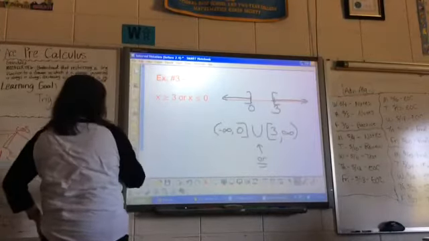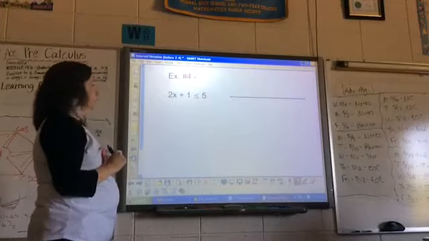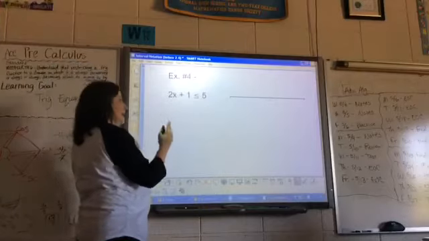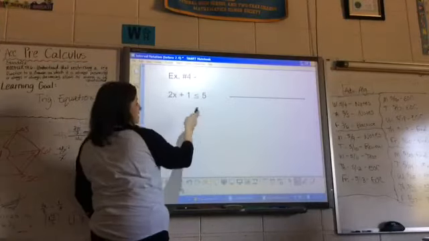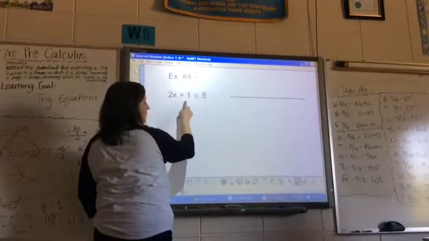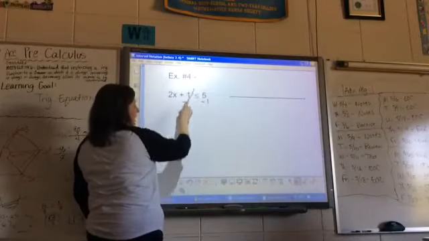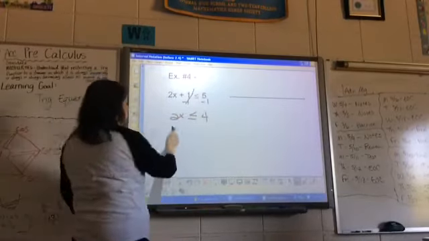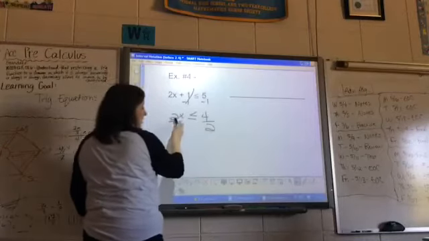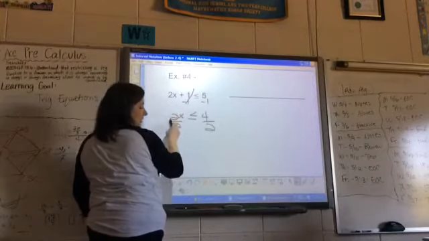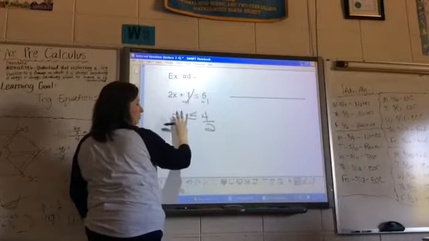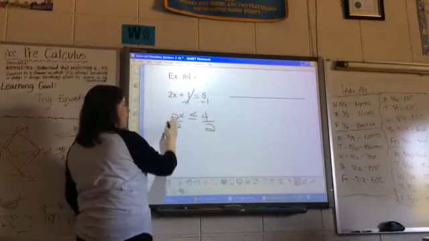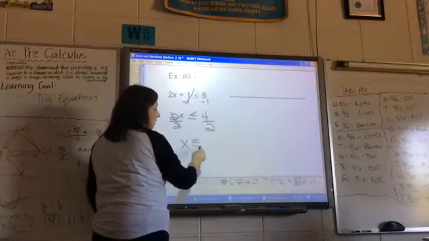All right, on the next one, we're going to have to solve a little before we graph. So do your normal equation rules apply to inequalities? So to get x by itself, move the 1. So I'm going to do the opposite, minus 1. So I've got 2x less than or equal to 4. Divide by 2. Now, if this number you're dividing by is a negative, if you multiply or divide by a negative, you would flip this symbol here. That's something from the past that you've learned. I'm okay here because it's a positive. So this is x less than or equal to 2.